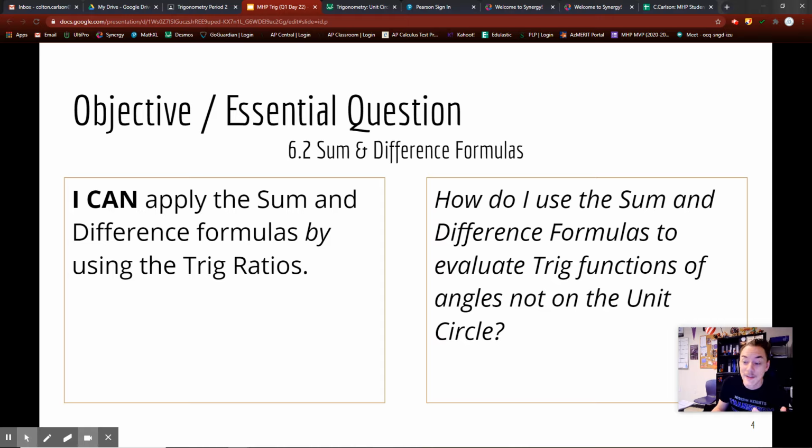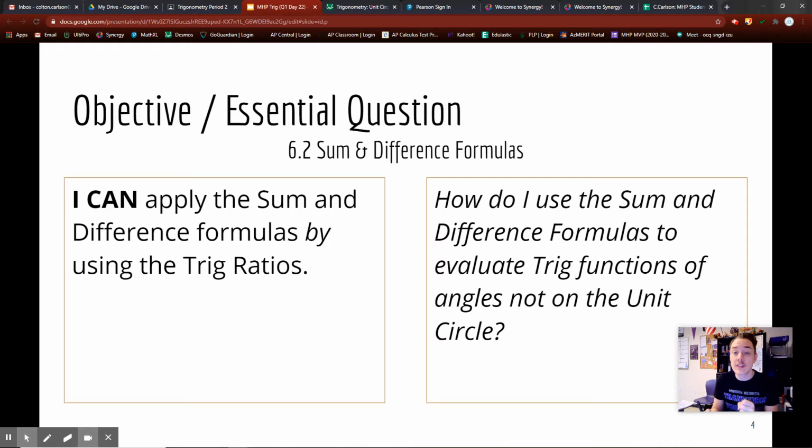Think about that. We can evaluate something like sine of 105, or sine of 65, or maybe 200. Okay, so really odd angles that aren't on the unit circle, we can still find the exact value of them just by breaking it apart, breaking maybe that 200 degrees apart into something that I can use on the unit circle.